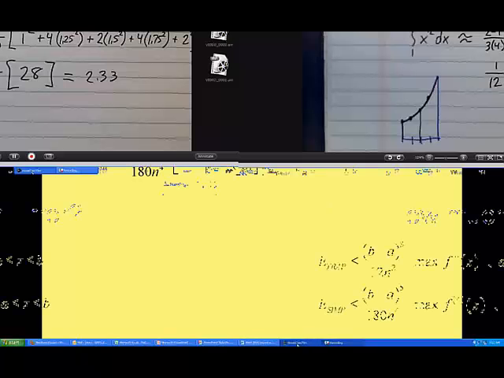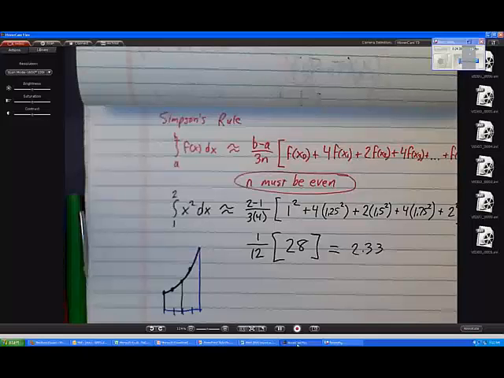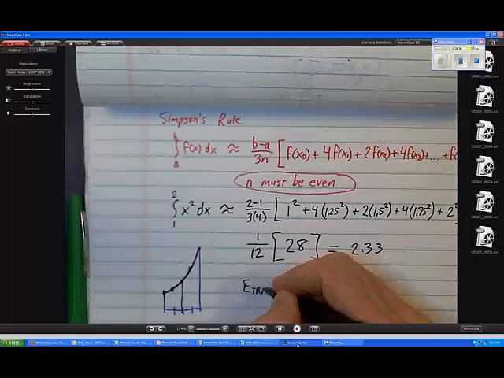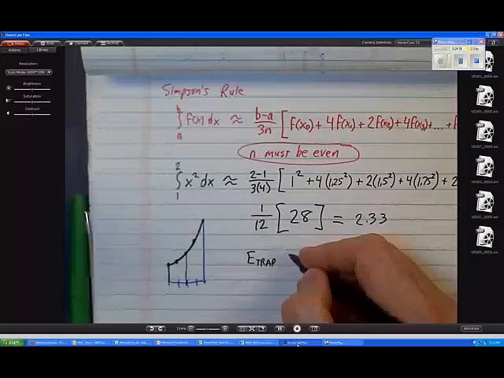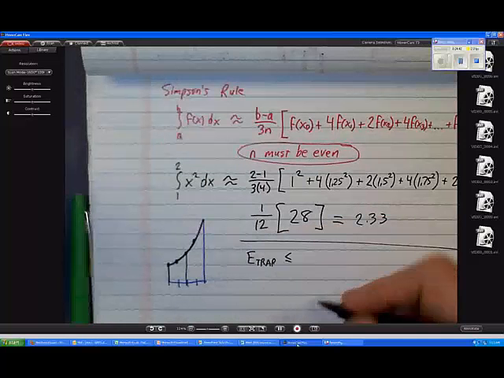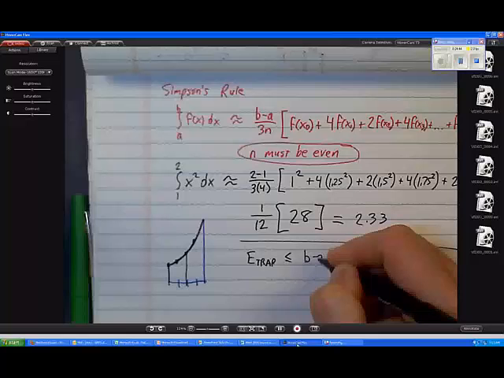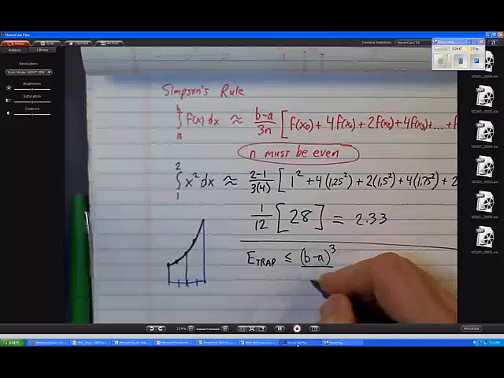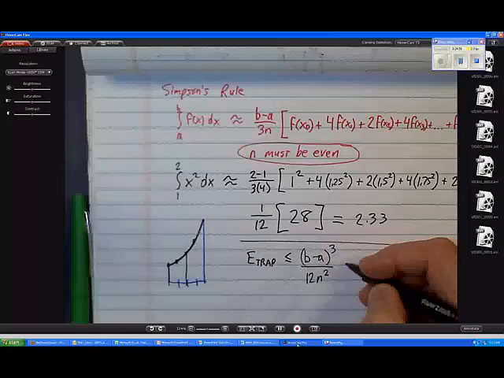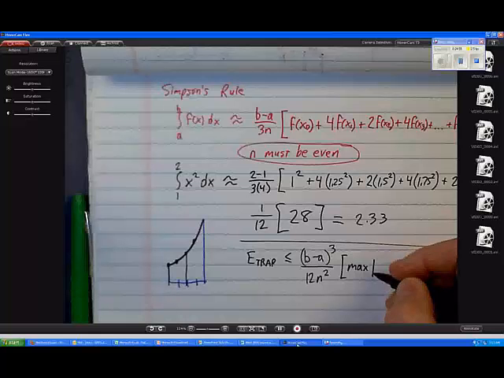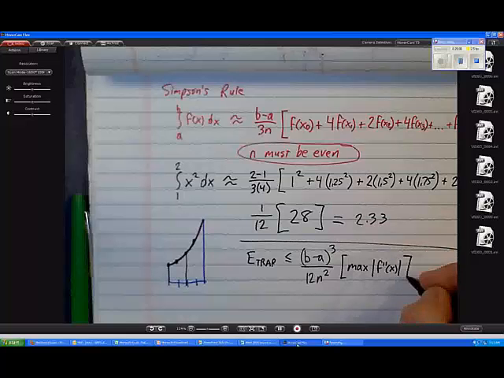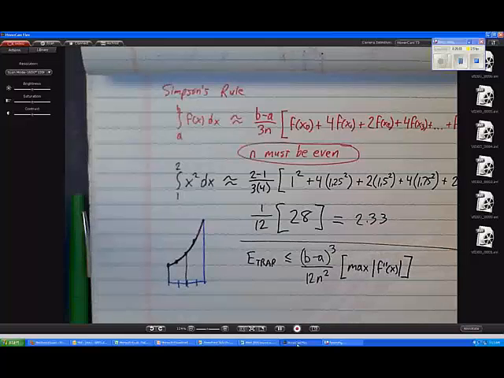All right, so b minus a, here's the error function. It's on page 315 also. So the error behind the trapezoidal method is less than or equal to (b minus a) cubed over 12n squared times the maximum value of the absolute value of f double prime of x. What a beautiful formula, huh? All right, let's use it. How the heck do we use it?